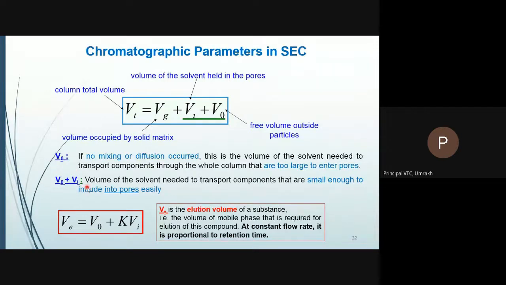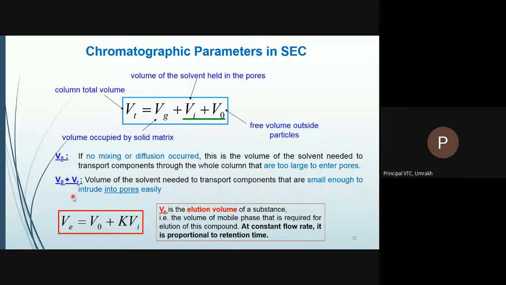And V0 plus Vi will be the volume of solvent needed to transport the component which is small and enters inside the holes. If the analyte particles are small and enter the holes of your support material, we need solvent for transporting those molecules, then it will be V0 plus Vi. And if it is very large and not entering the pores, it will be V0.